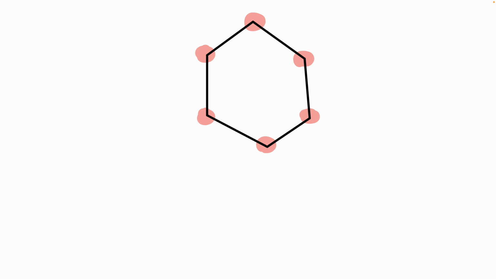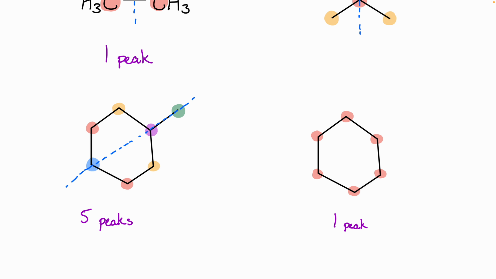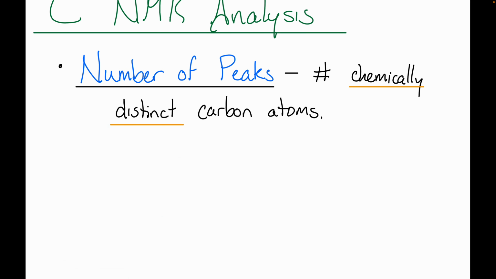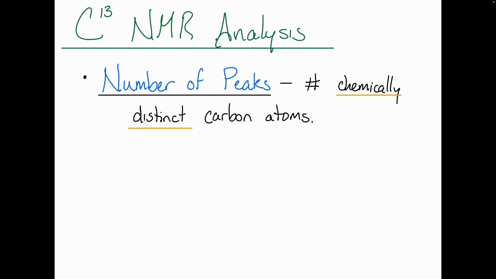All right, so this is our first skill that we're going to need to have. It's going to take a little bit of work. We're going to have to practice it a little bit, but looking at a molecule, we want to be able to determine how many chemically distinct environments it has, because again, that corresponds to the number of peaks I would see in my NMR spectrum. Okay, so that's our first piece of information that we get from our carbon-13 NMR. Number of peaks tells us how many chemically distinct groups we have.